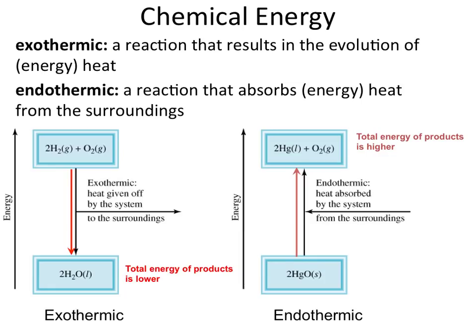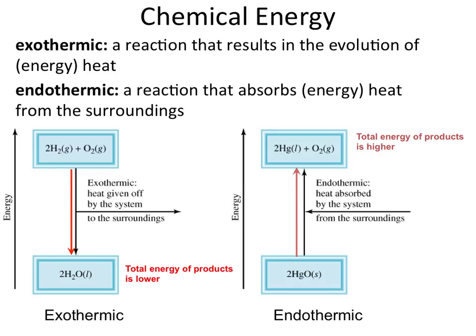Now, if we're taking our previous slide and thinking about the system, a reaction container that has an exothermic reaction is going to get warm. It is going to release heat. An endothermic reaction is a reaction that absorbs energy in the form of heat from the surroundings. So in those situations, a lot of times heat is going to be pulled from the surroundings into the system.